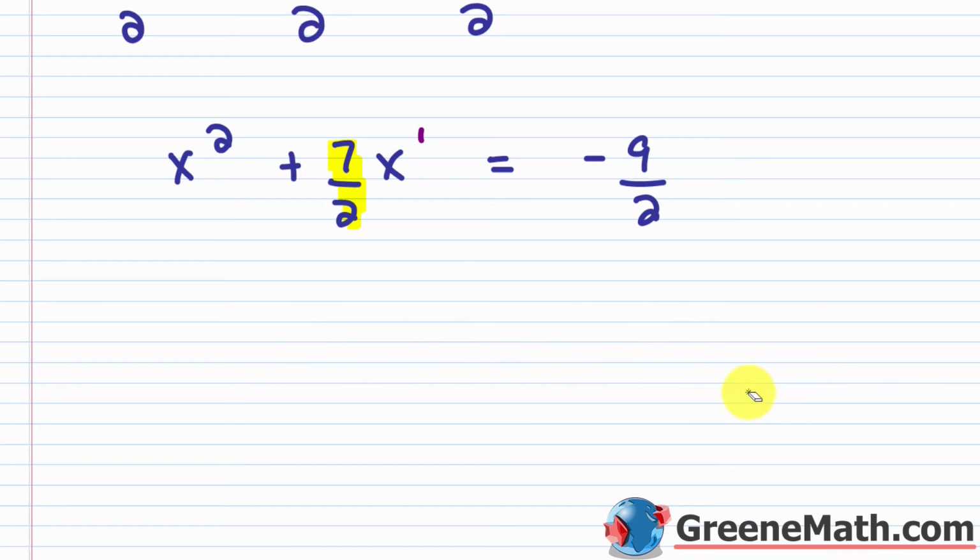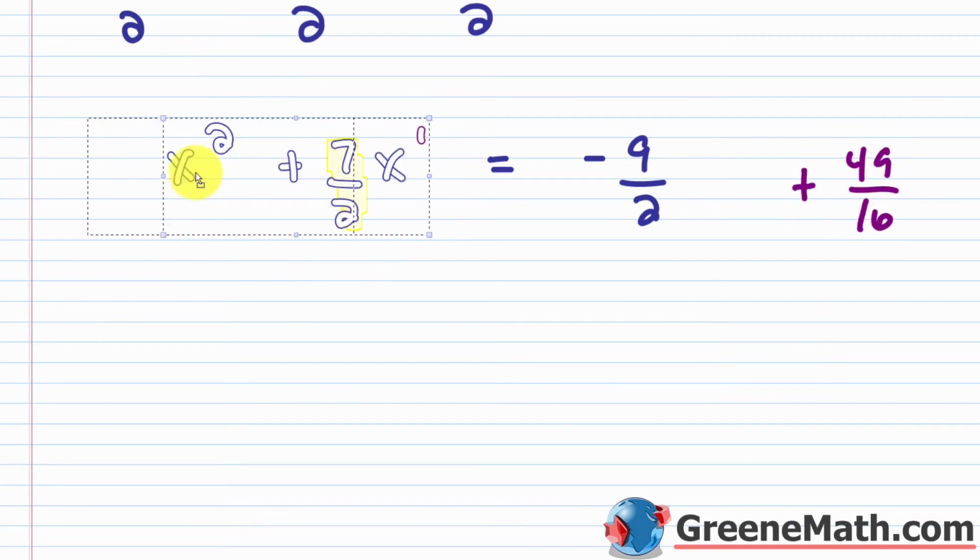So on the right side, let me just give myself some room. So 49 sixteenths. On the left side, let me kind of scooch this down just a little bit.